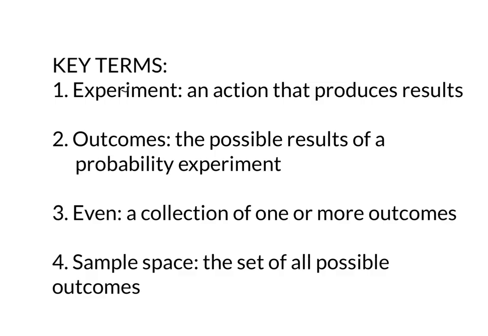The first one is experiment. An experiment is just an action that produces some kind of result. It could be flipping a coin, rolling a die, anything like that. Drawing a card. Number two, the outcomes. The outcomes are the results of doing an experiment.